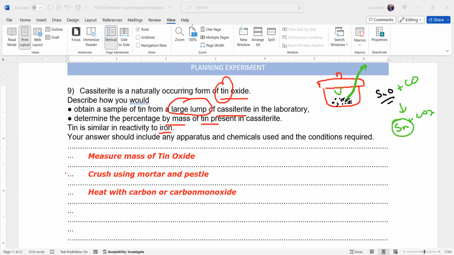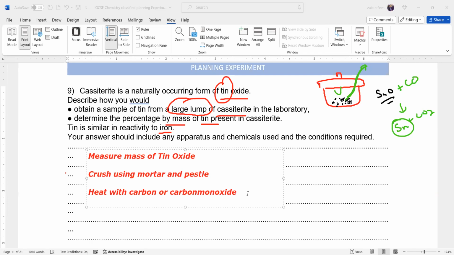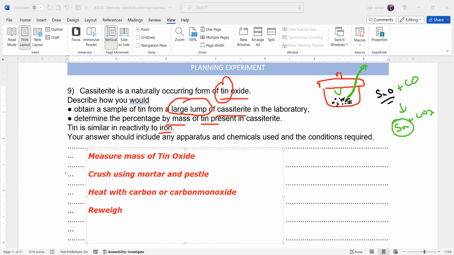After heating with carbon or carbon monoxide, we will reweigh, like measure the mass again. How do we work out the percentage of tin? The percentage of tin is equal to the mass of tin, because when we reweigh, that will be the mass of tin, divided by the mass of the sample. And because you need the percentage, this should be multiplied by 100.